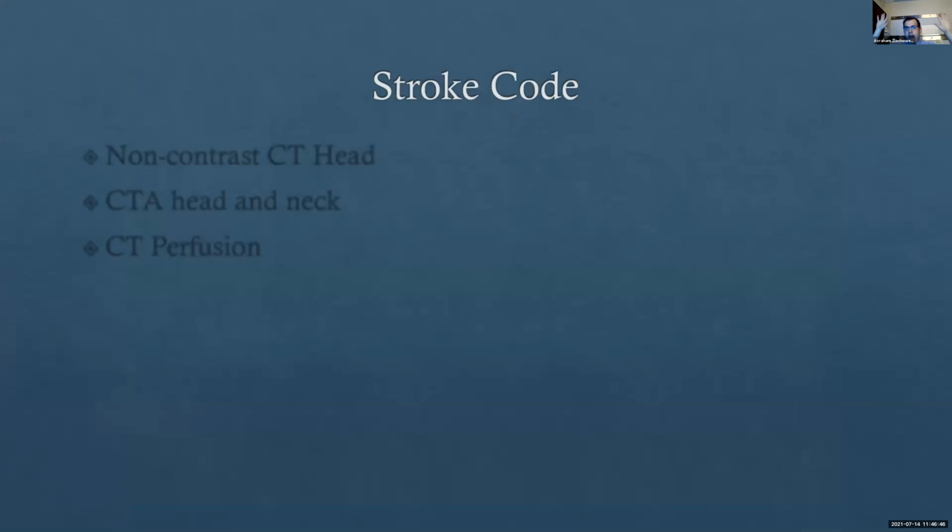All right, so now we've activated stroke code. And for those of us in the neuroradiology world, this is like, okay, stop everything, we've got to deal with this. So what is involved in a stroke code? There are 3 components. A non-contrast, meaning we don't give any IV dye. We just do a CAT scan of the head.